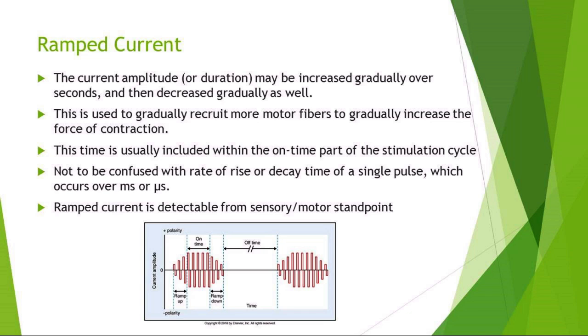It's not to be confused with the rate of rise or decay time of a single pulse, which is undetectable. It occurs over milliseconds or microseconds. Ramped current is detectable from a sensory and motor standpoint because it occurs in real time over multiple seconds. So rise time and decay time occur in the shortest amount of time that's undetectable to us. Ramp time is detectable. You can feel the ramp time.